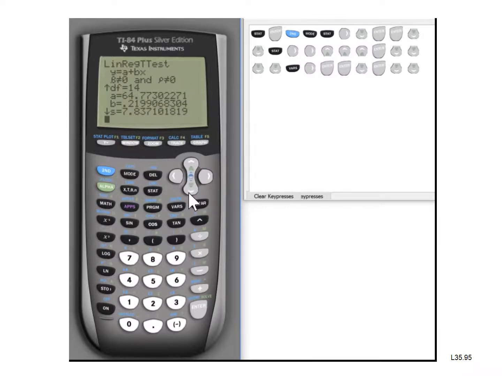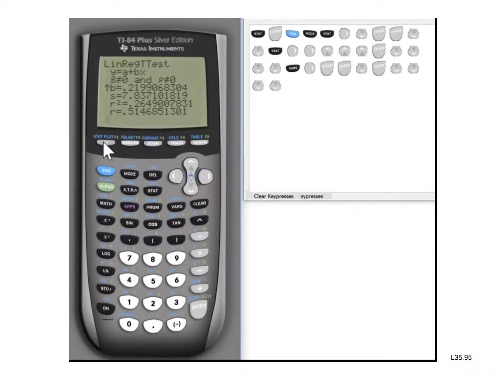There's S, that's the typical residual size. That's a good thing for us to know for computing intervals here in a moment. And it also gives us R squared and R. So everything we want to know about this regression, this linear regression t-test gives it to us.